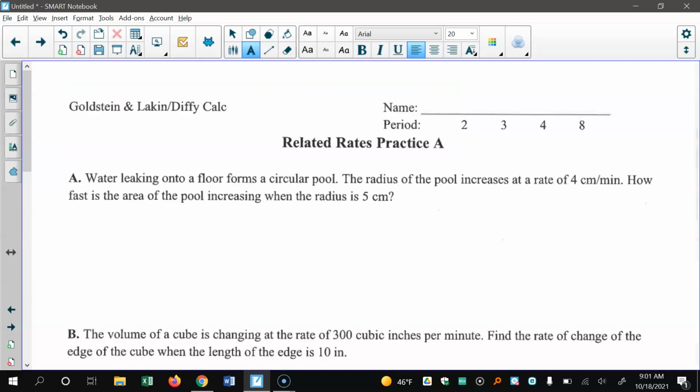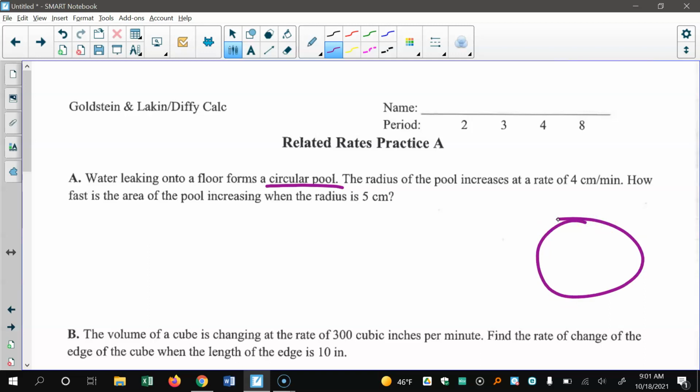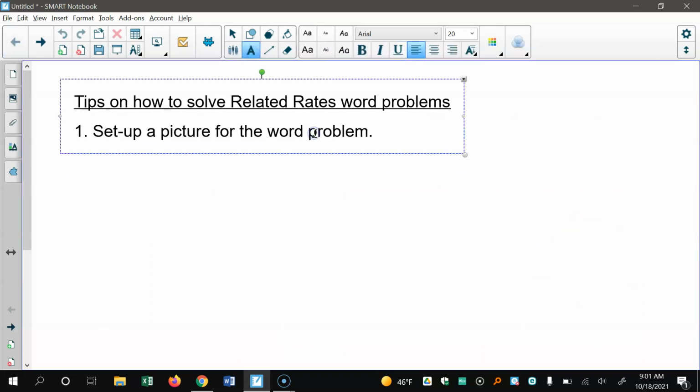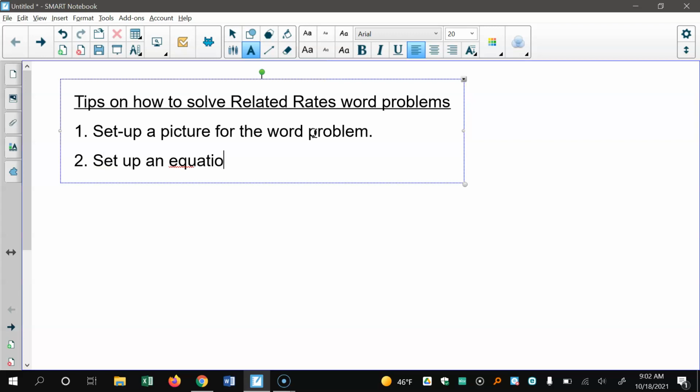Okay, so let's see what we got. Water is leaking and forms a circular pool. Circular, ooh, there's a circle. Okay, we set up the problem. I was not kidding about that. That's all we could do. Next, set up an equation to go with the word problem. This one is easier said than done.